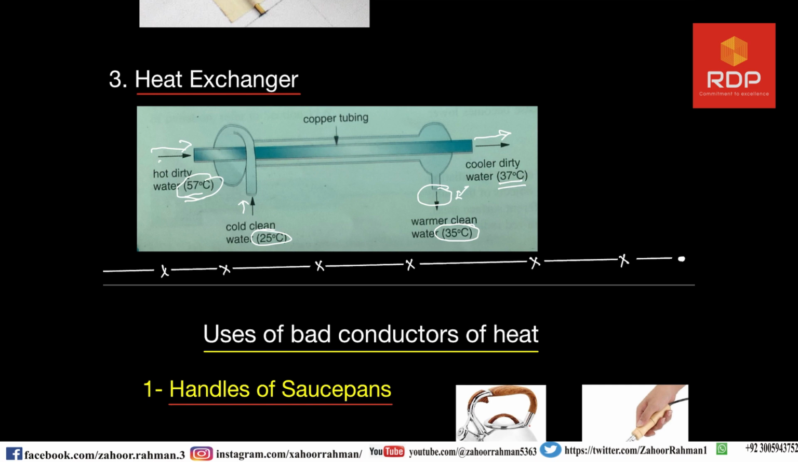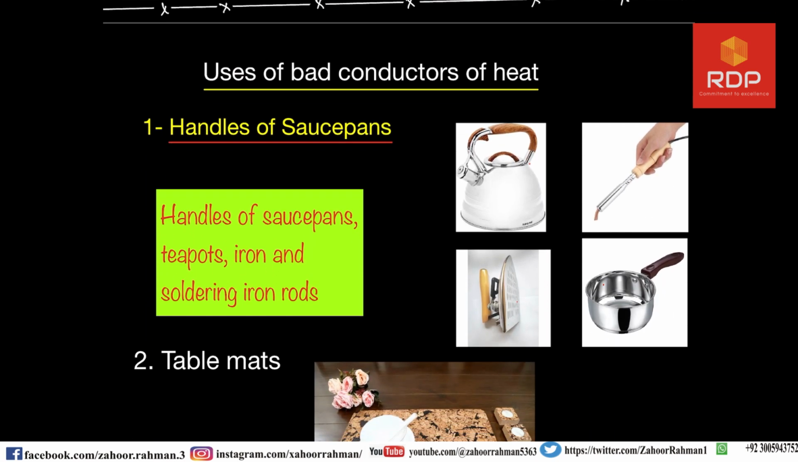Let me again repeat, the hot dirty water obtained from the hot wash is used to heat up the cold clean water by rapid conduction of heat through the walls of the copper tubing. And that is what I told you. So, this is another very useful application of conductors in our daily lives.